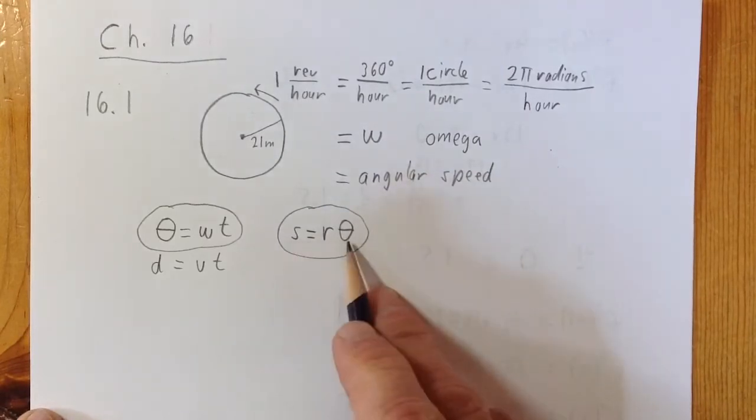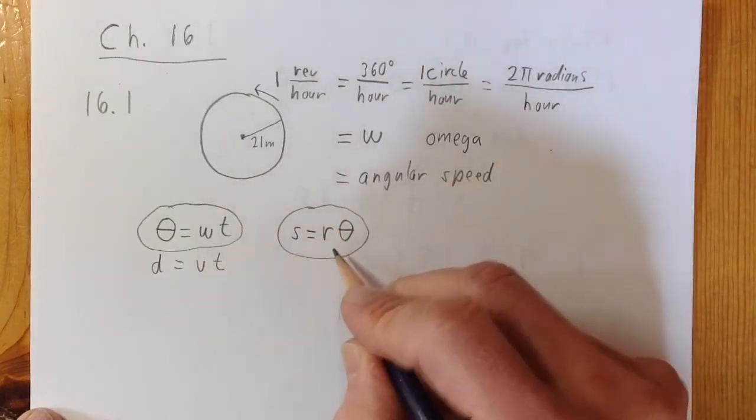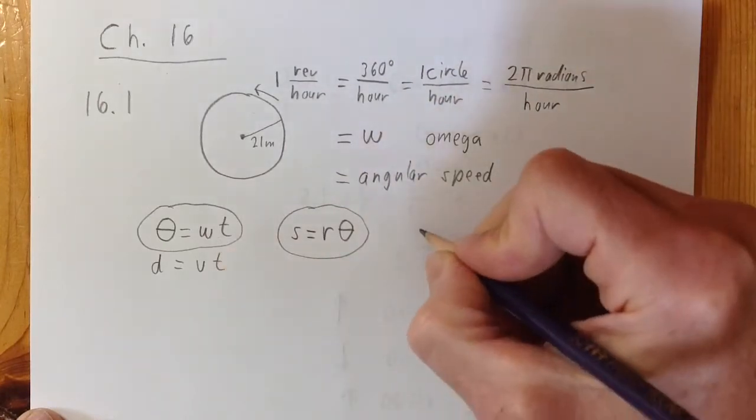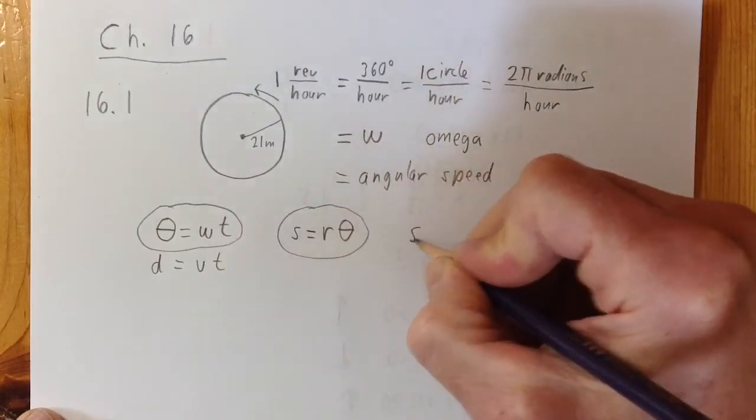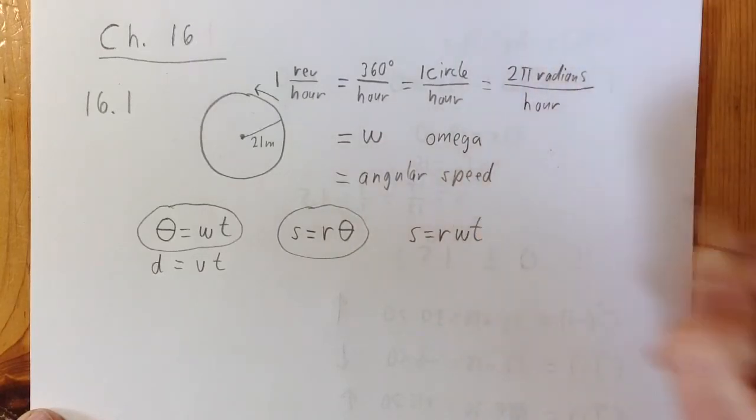Theta has to be in radians for this to work out. Otherwise, you have to deal with units. And let's combine those two then. Theta is omega t. So S is equal to r theta, which is r omega t.